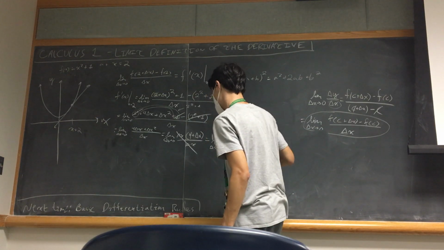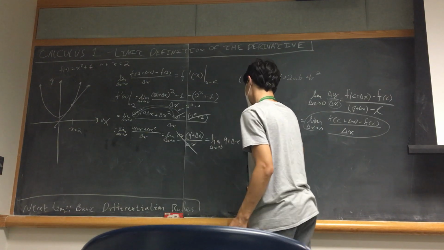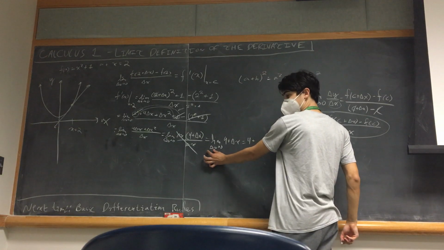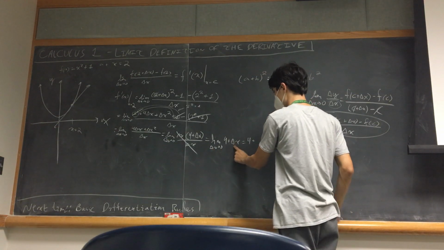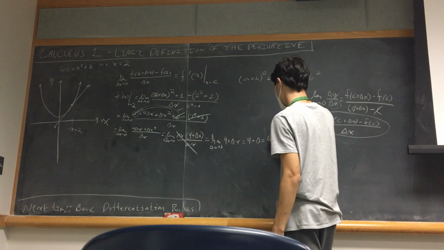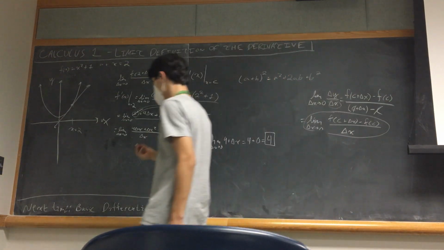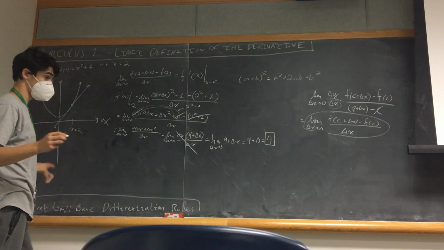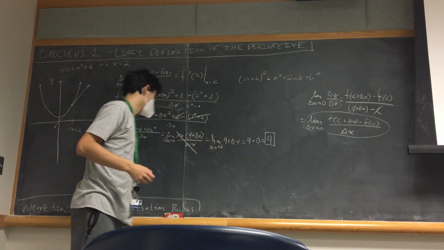So this is equal to the limit as delta x approaches 0 of 4 plus delta x. We're taking the limit as delta x approaches 0, so we can directly substitute 0 in for delta x. That gives us 4 plus 0, which is equal to 4. So we know that the slope of the graph of x squared plus 1, and the slope of its tangent line at x equals 2, is 4.